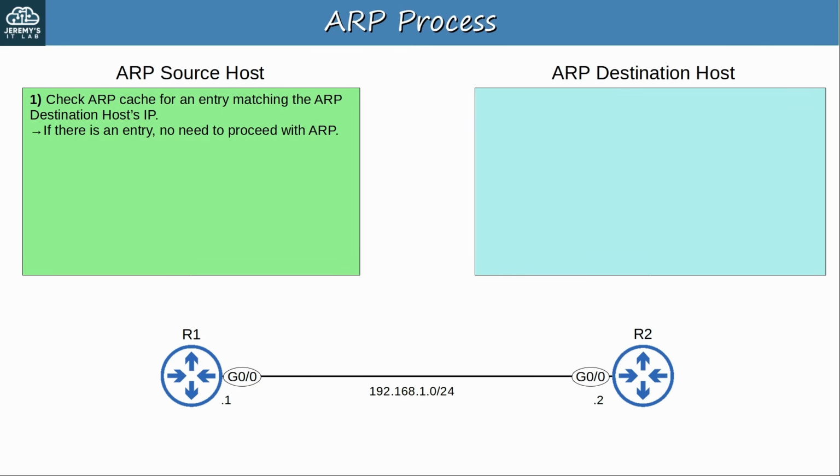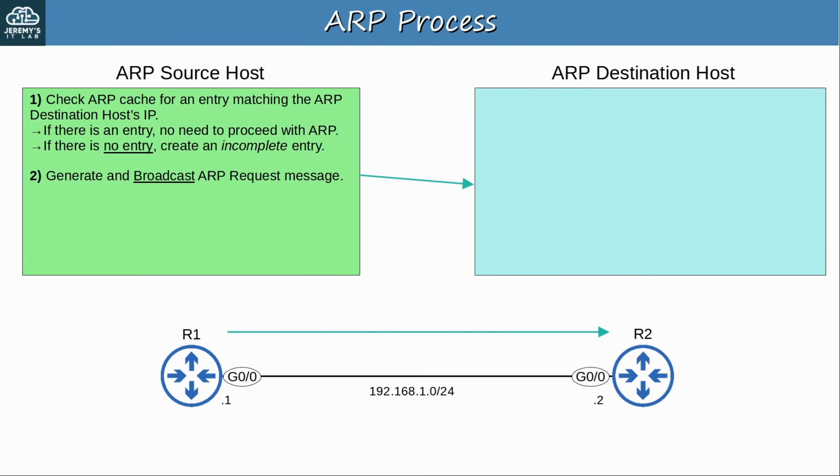If there is already an appropriate entry in the ARP cache, there's no need to proceed with ARP. The source host can encapsulate the packet and send the frame. But if there is no entry, it will first create an incomplete entry in the ARP cache. Incomplete means that an entry has been made, but the MAC address hasn't actually been learned yet. Then it will generate and broadcast the ARP request message.